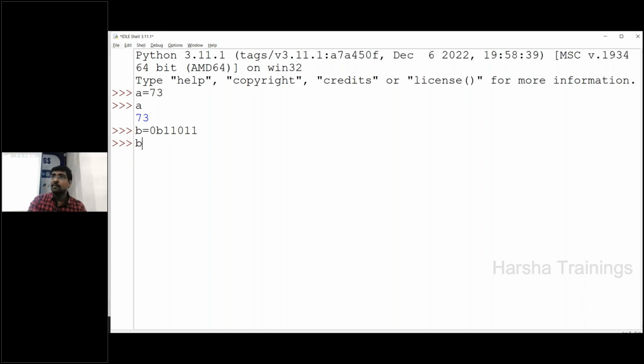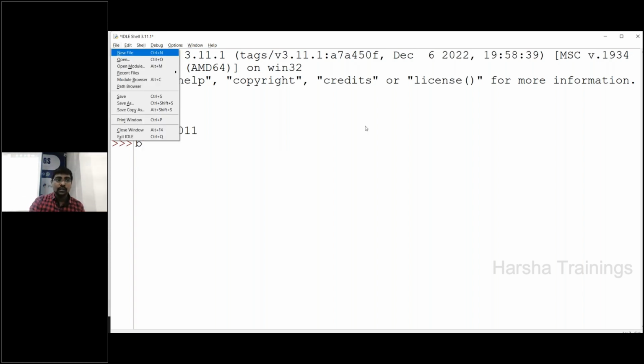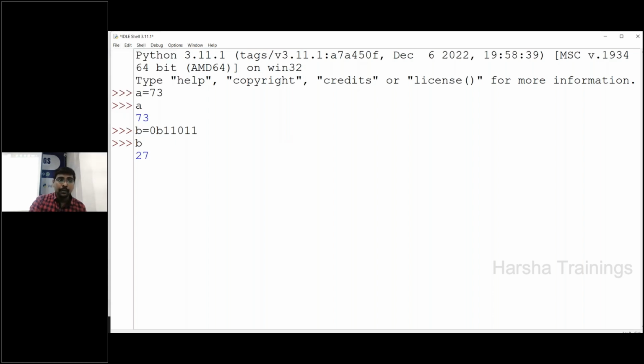Suppose here I am typing B. Did I perform any conversion? No. Right now I have not performed any conversion, but if you print B and press enter, what is the output? We are getting a decimal number. Remember the point: whatever the base, base 2, base 8, base 16, whatever base you give, automatically the output is in the form of decimal.